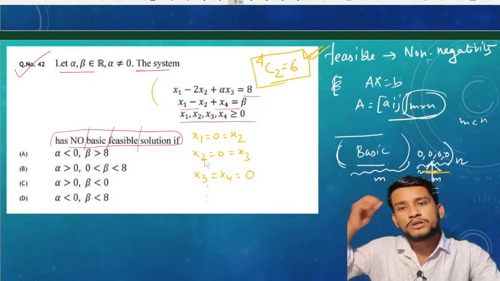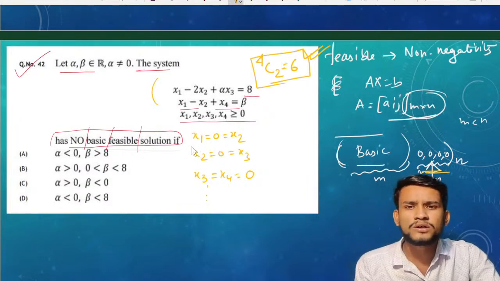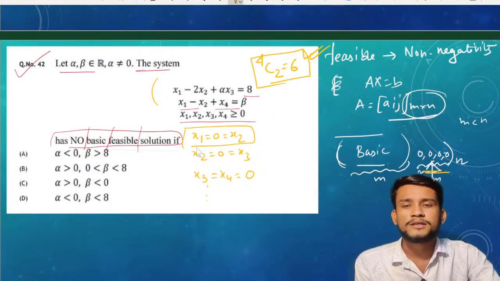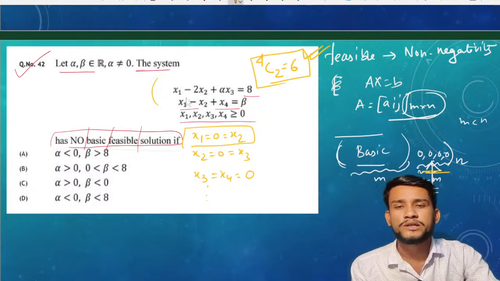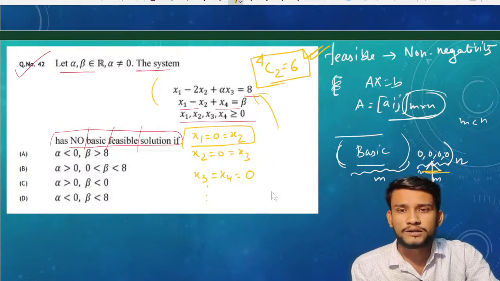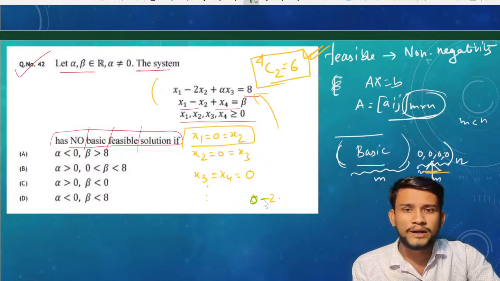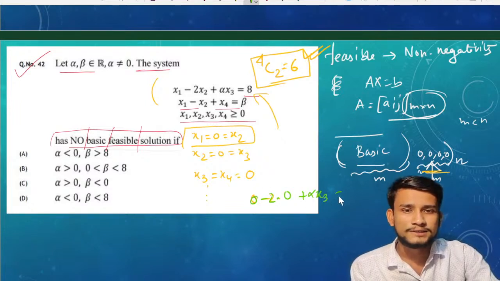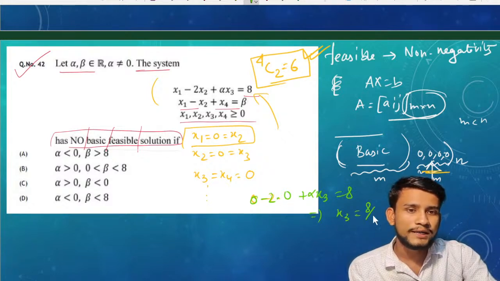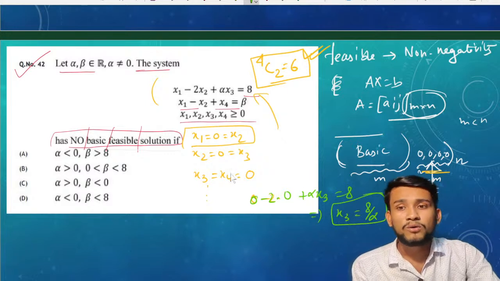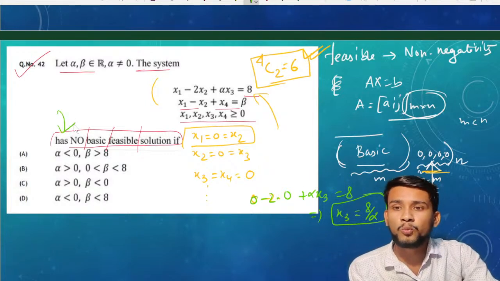Okay, so if we choose x1 equal to 0 equal to x2, suppose x1 and x2 equal to 0, then if we put it here, what do we get? We get 0 minus 2 into 0 minus 2 into 0 plus alpha x3 equal to 8, and this gives x3 equal to 8 by alpha. Now it says that it has no basic feasible solution.